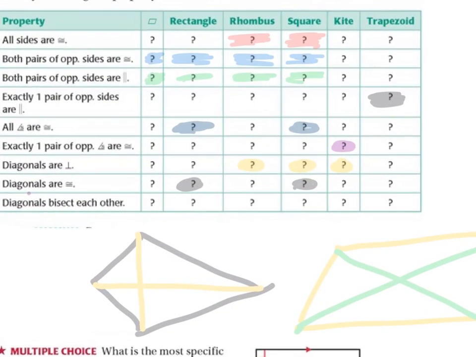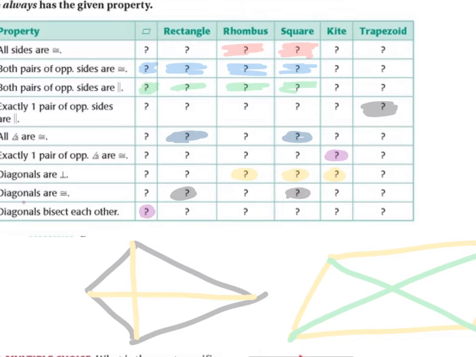All right, last one says diagonals bisect each other, and this happens for all of them except trapezoid and kite, because a kite only has one diagonal that bisects the other. So the parallelogram, the rectangle, the rhombus, the square, they all bisect each other.